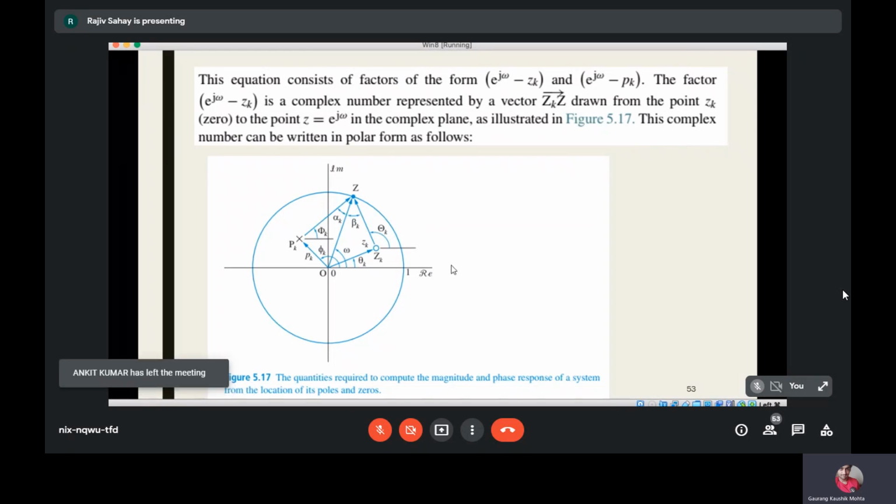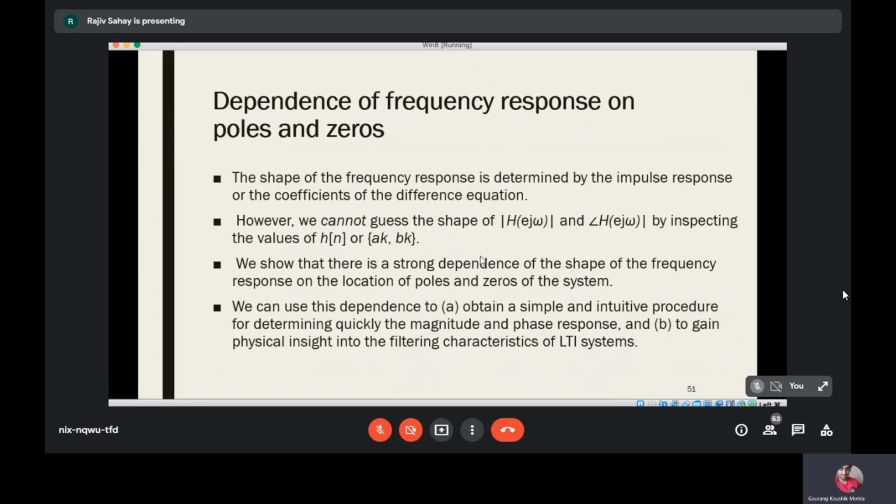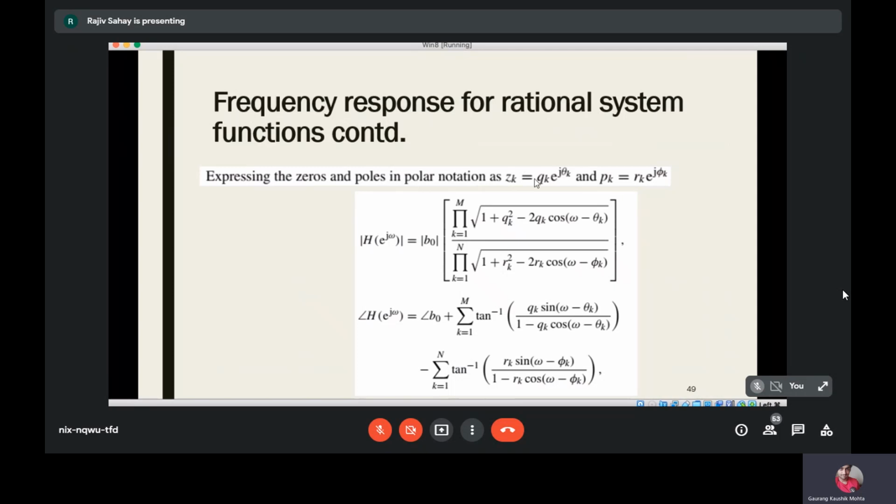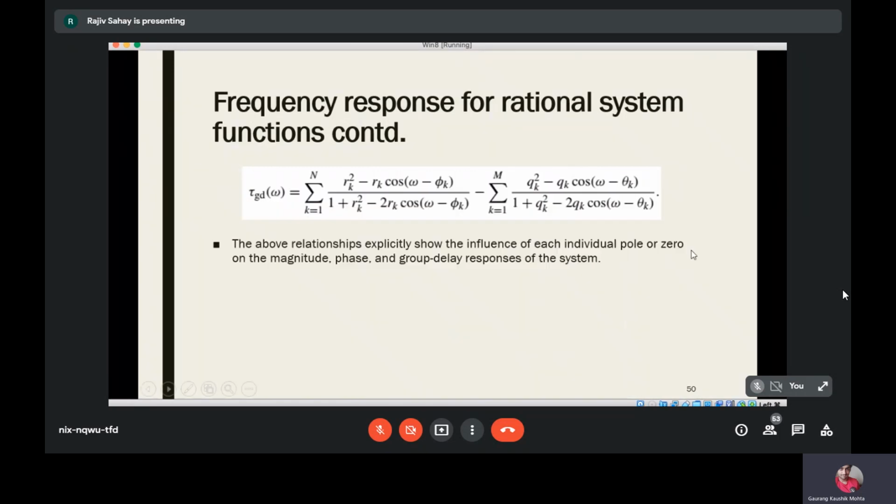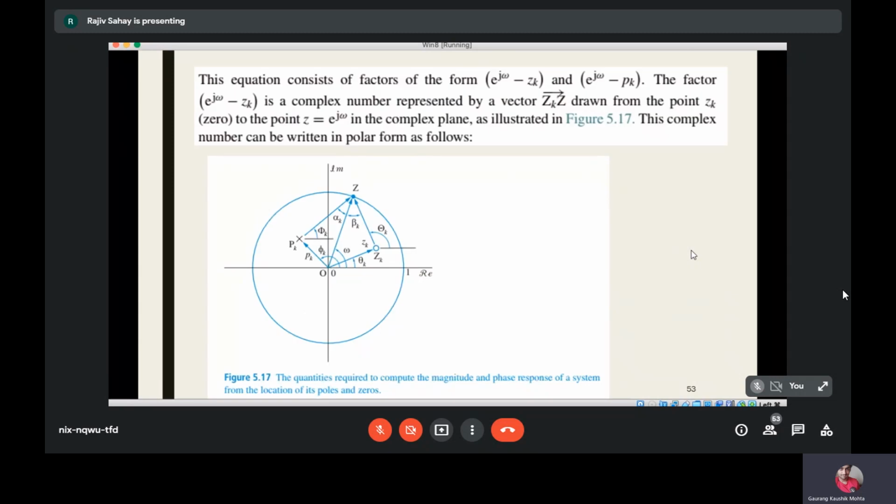So we had said that our zero will be located at Zk. Zk is written in complex polar notation, and it has an angle of theta k. So let us see what Zk was. You see here, Zk is equal to Qk into e to the power j theta k. So the length is Qk, and the angle is theta k.